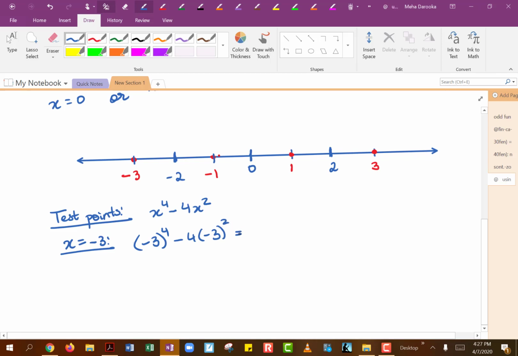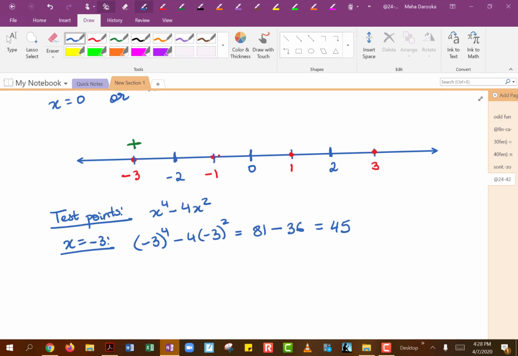So when we do -3 to the 4th power, you're going to get 81 minus 4 times -3 to the 2nd power, which will of course end up giving you 36. So 81 minus 36 will give you 45, but more importantly, that's a positive 45, right? So that means for this portion where my test point was -3, our function is going to be positive. So all our y values in that little area are going to be positive.